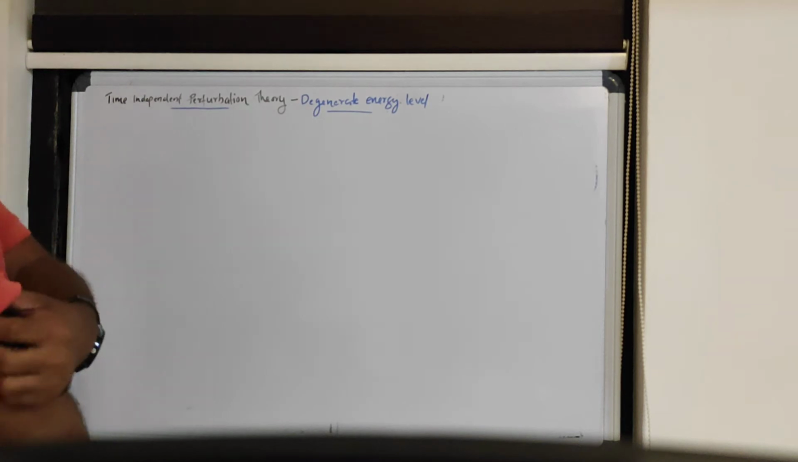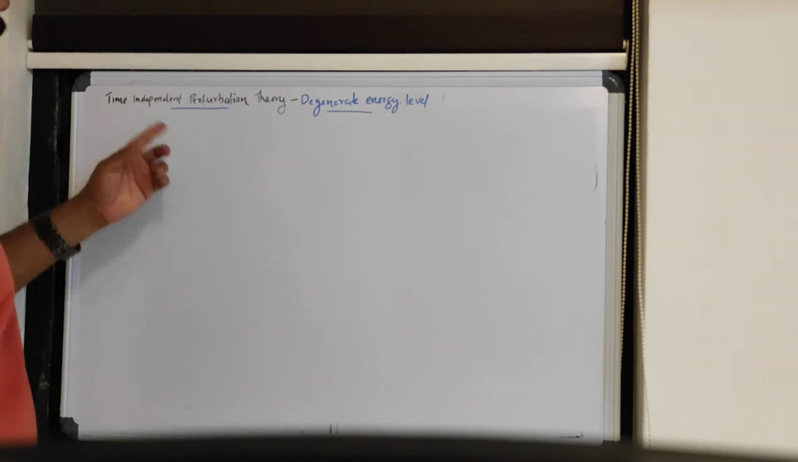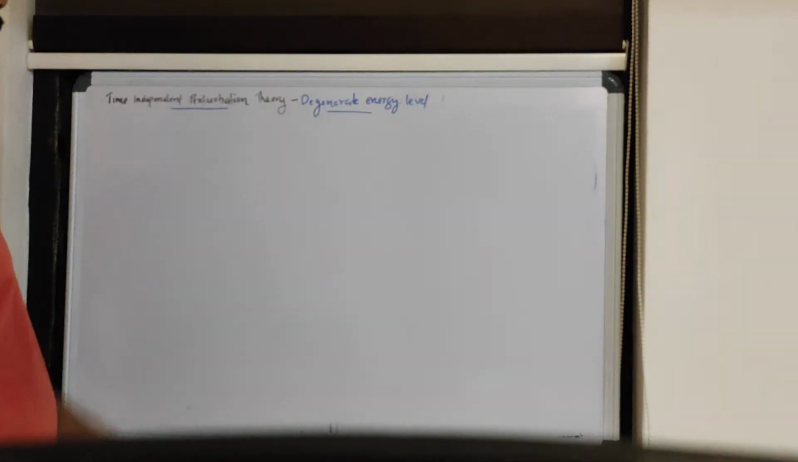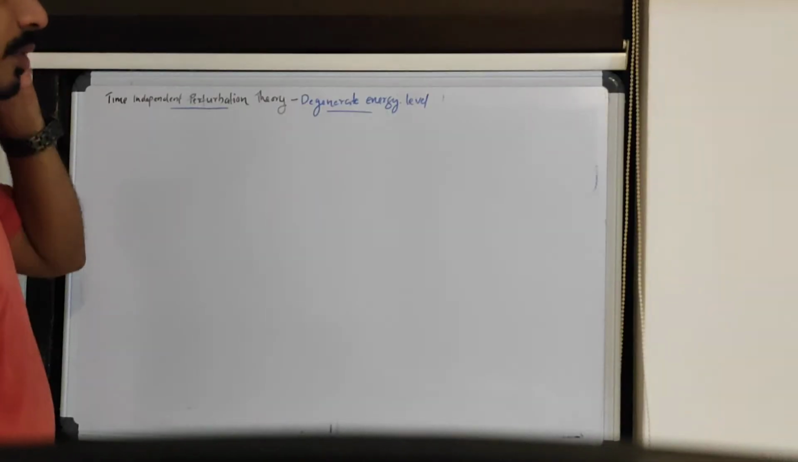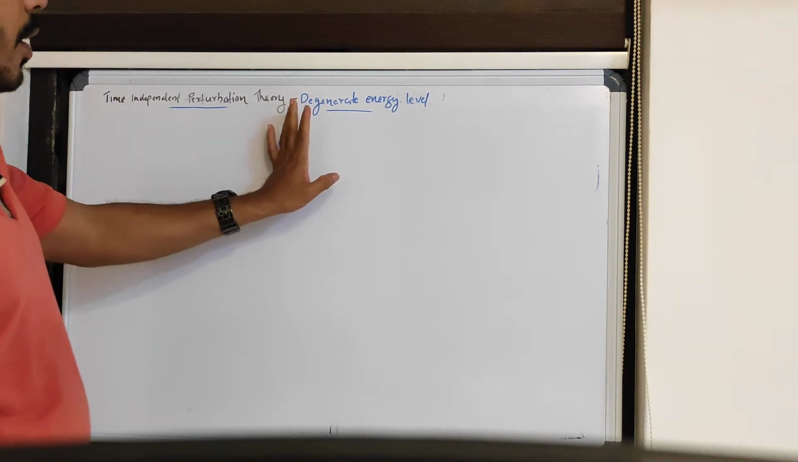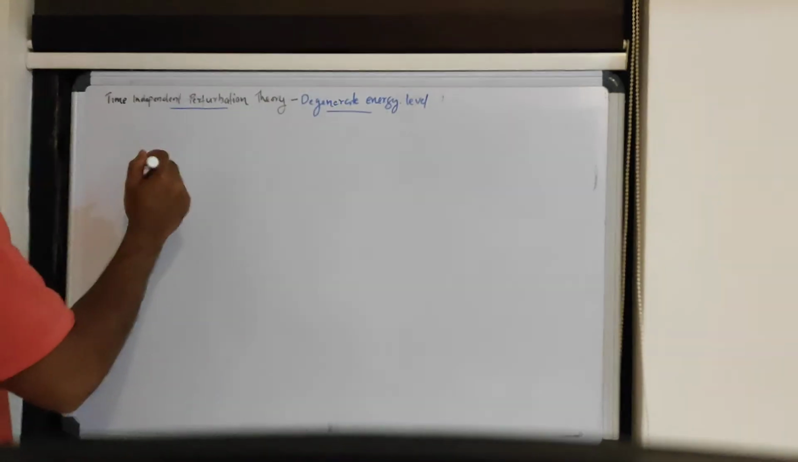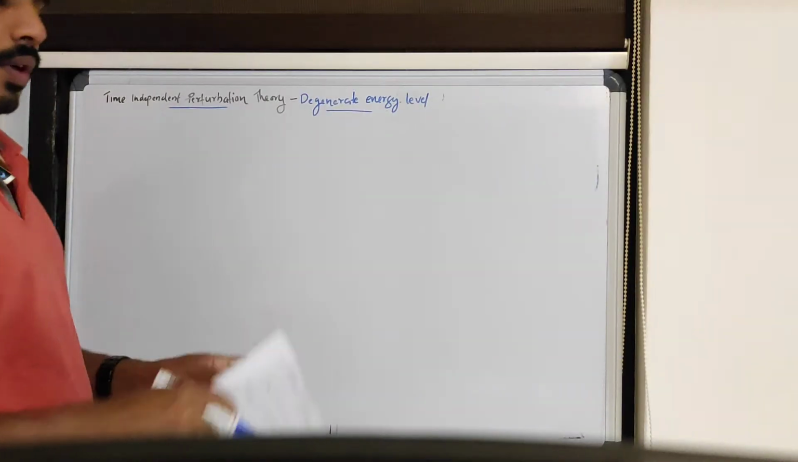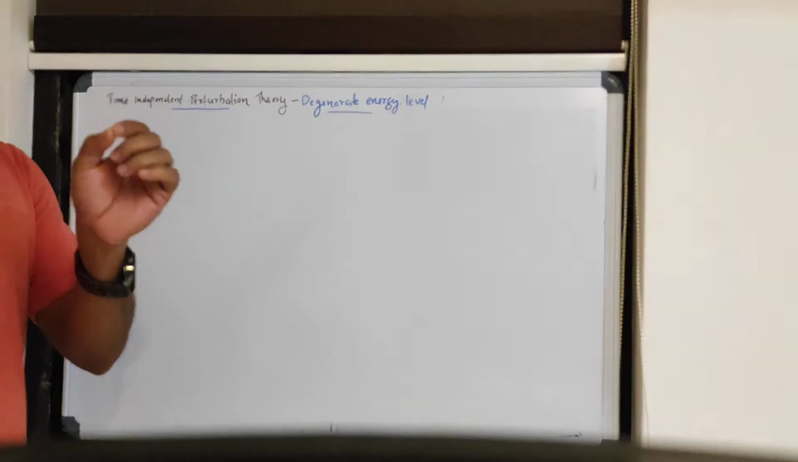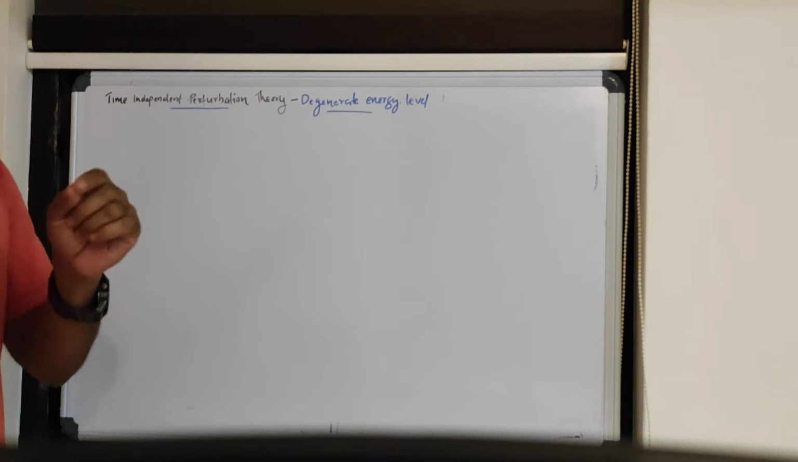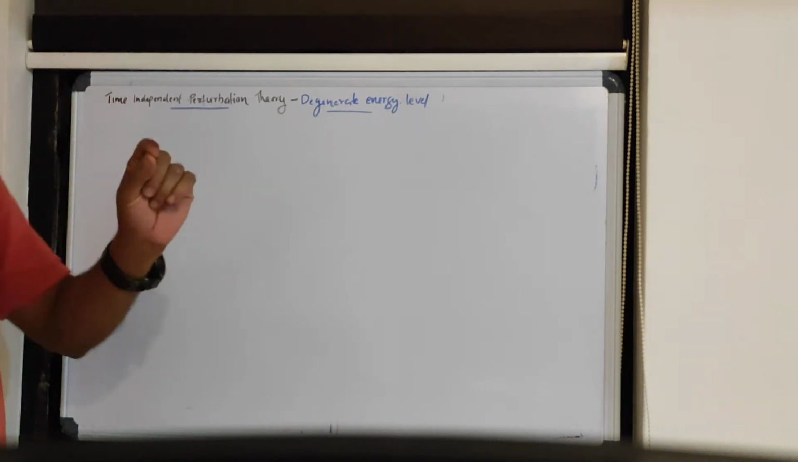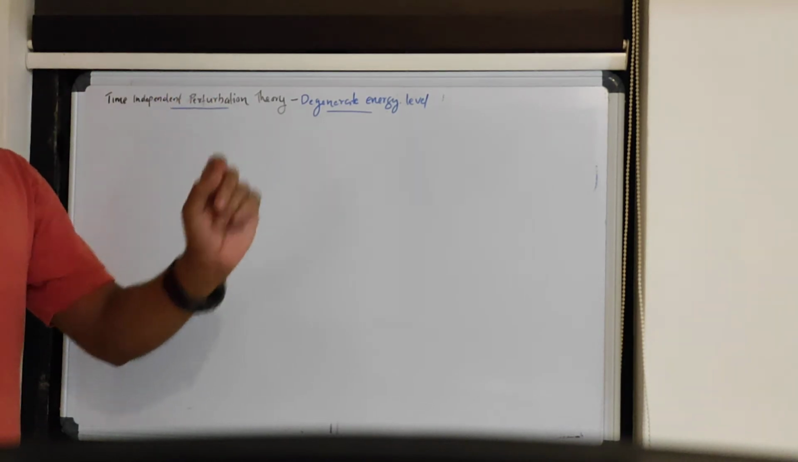Today in this lecture I am trying to explain time-independent perturbation theory in the case of degenerate energy level. So far in the last lectures we have discussed the non-degenerate energy level. For a non-degenerate energy level, the wave function psi is a unique wave function. It means for a particular wave function we have a corresponding single energy eigenvalue.